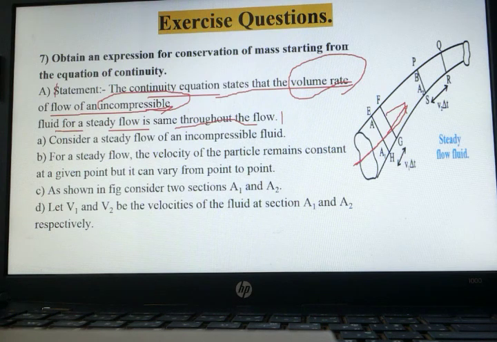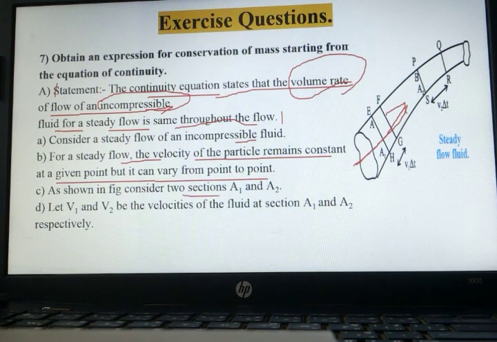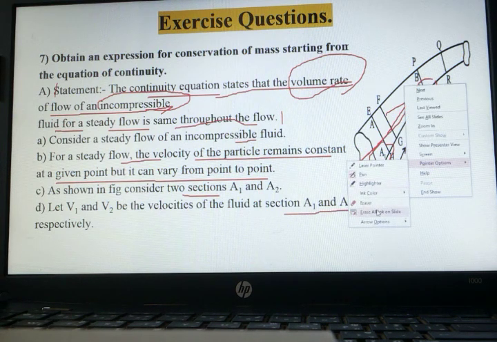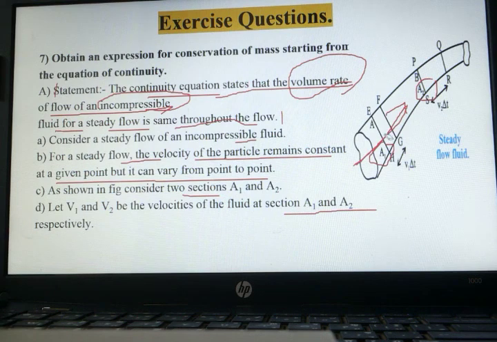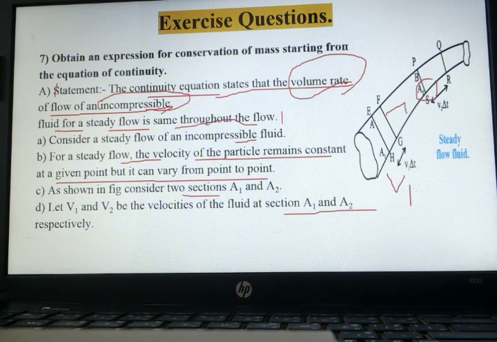So we will be considering a steady flow of incompressible fluid. For a steady flow, the velocity of the particle remains constant at a given point, but it varies from point to point. As in the figure, consider two sections, A1 and A2. These two sections we have to consider, A1 and A2. Let V1 and V2 be the velocities of the fluid at A1 and A2 respectively. That means wherever it is A1, the velocity there is V1, and wherever it is A2, the velocity is V2. Okay.